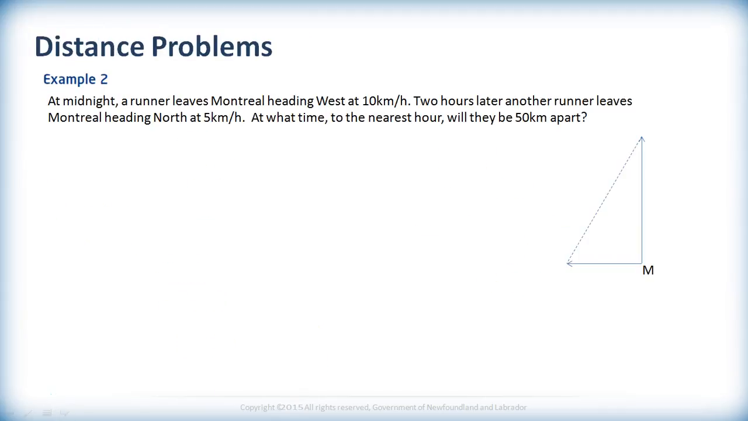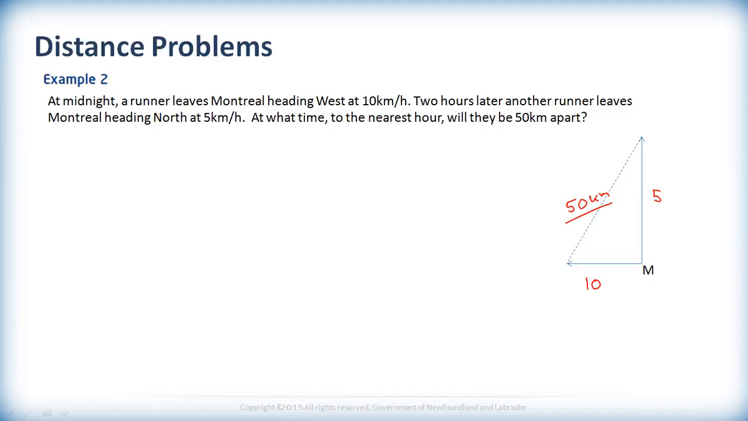At midnight, a runner leaves Montreal heading west at 10 kilometers per hour. So the distance problems are all kinds of convoluted things here. 2 hours later, another runner leaves Montreal heading north at 5 kilometers an hour. What time to the nearest hour will they be 50 kilometers apart? Let's see. 50 kilometers is the distance we want to have between these guys. The first one heading west was going at 10 kilometers an hour, and the one heading north is traveling at 5 kilometers an hour.